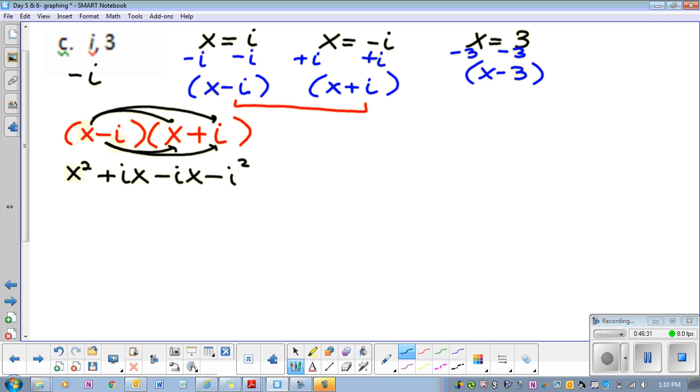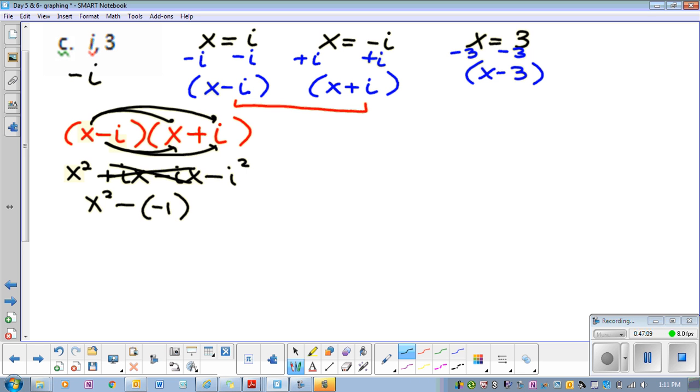They should always cancel out. When you multiply conjugates, your i's should go away. If your i's do not go away, you missed something. This ix minus ix goes away. And this i squared, who remembers, what is i squared? Negative 1. So we have x squared minus negative 1. I squared is always negative 1.